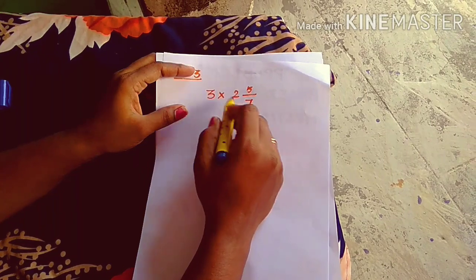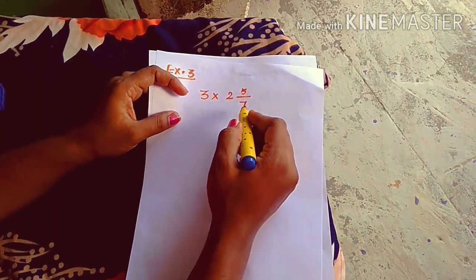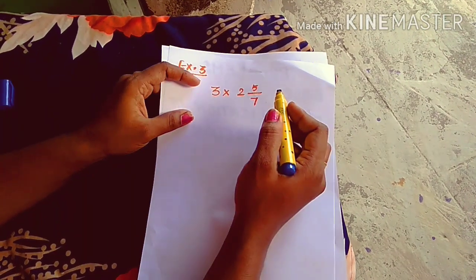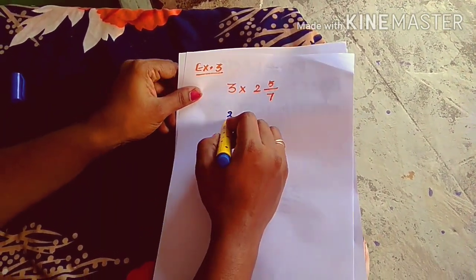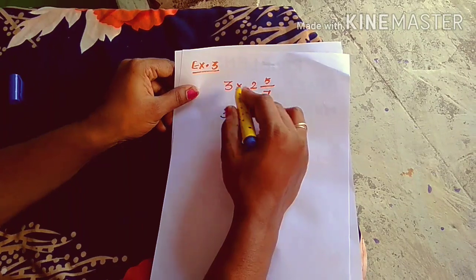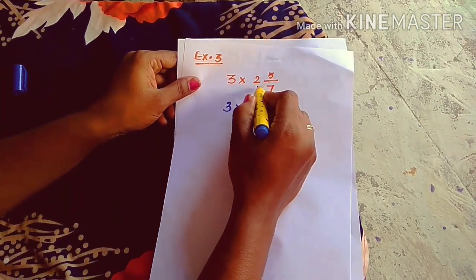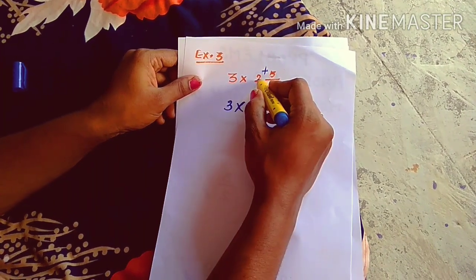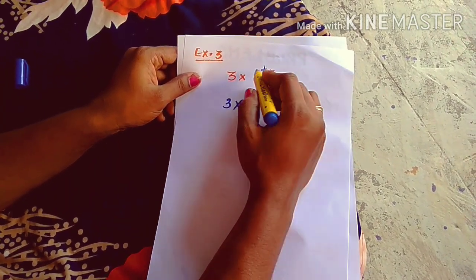Okay, let us take one more example. You can see this is a mixed fraction. Okay, first convert this mixed fraction into an improper fraction and then try to multiply the fraction. Okay, so 3 into, how will we convert this mixed into improper? 7 into 2 plus 5, right? 7 into 2 plus 5. What is 7 into 2? 7 2s are 14.